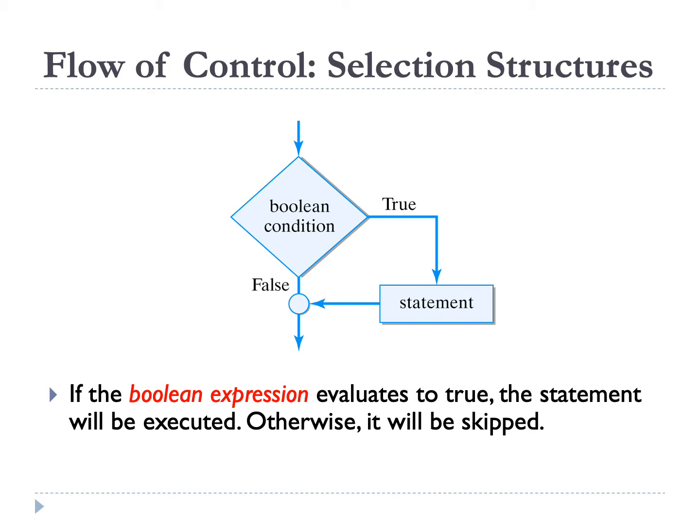In selection, we use the diamond shape as the condition for the flowchart. If the Boolean expression evaluates to true, the statement will be executed. So you can see that the arrow is pointing to the statement and the condition should be true. Otherwise, it will be skipped, meaning that if the condition is false. This flowchart here shows the selection structure of if statement, meaning that when the Boolean expression evaluates to false, nothing will be done.